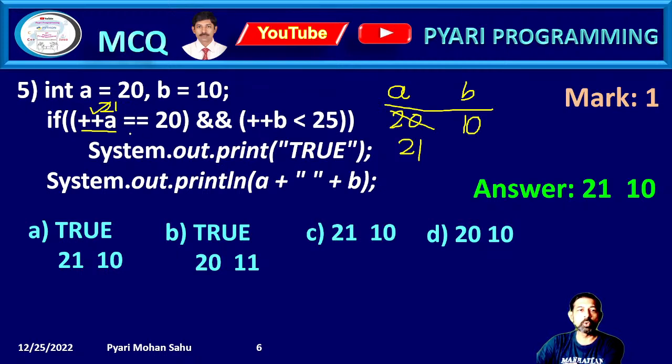So this is true or false? This is absolutely false because 21 is not equal to 20, and it says equals 20. That's why it is false.